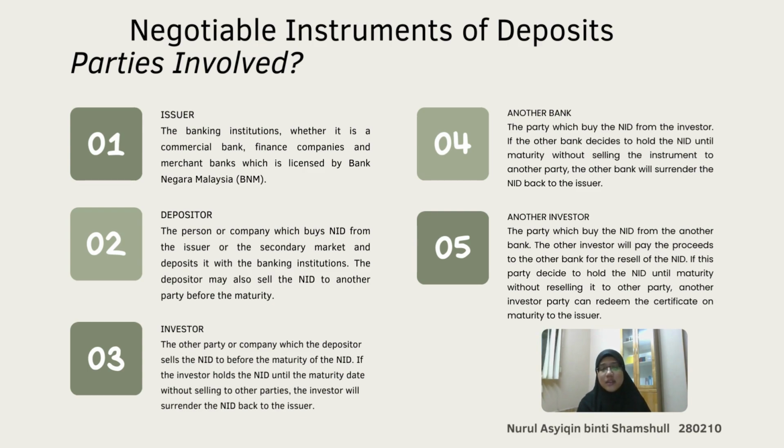If this party decides to hold the NID until maturity without reselling it to another party, the other investor can redeem the certificate at maturity to the issuer. The issuer will then pay the principal plus the interest of the NID instrument to the other investor party.